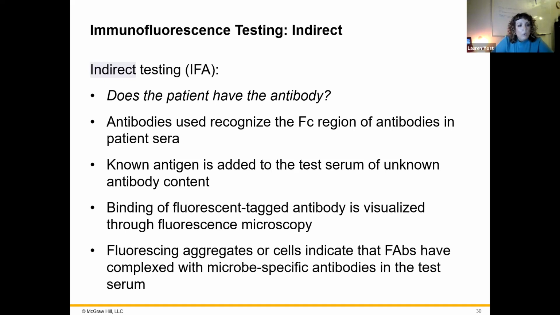So now we have a known antigen. You have to have one or the other. For the patient serum, we'll have antibodies used to recognize the Fc region of antibodies in the patient's sera. That means that if there are antibodies in the patient's serum, then we have antibodies that will react against the fact that those are antibodies. Okay, so we have to have that. So we have a known antigen.